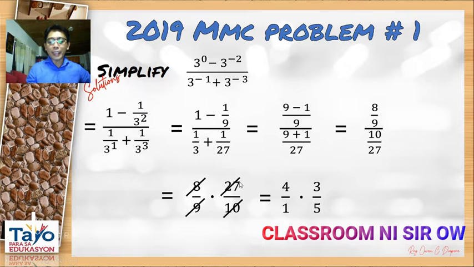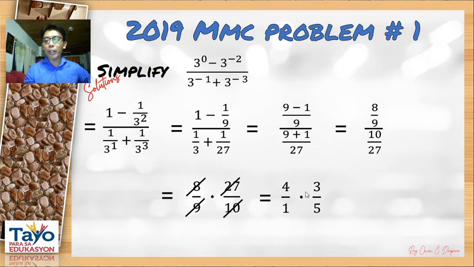27 divided by 9 is equal to 3. So, na-simplify na po natin ito. So, what is this equal to? Since it's already multiplication, we just simply multiply 4 and 3, and we multiply 1 and 5, which is equal to 12 over 5.